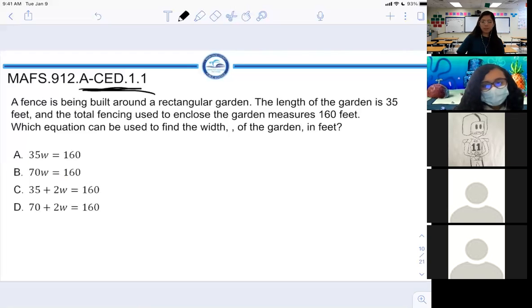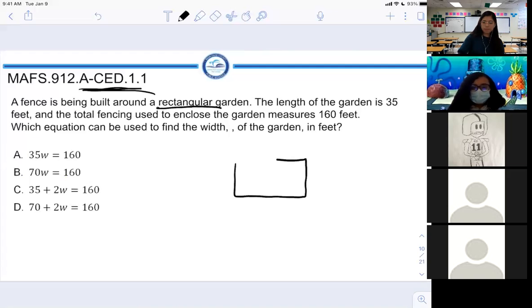Good, Tyrone. I'm going to draw a rectangle, because guess what, guys? The more you visualize it, the easier it's going to be. So I'm just going to make a little rectangle. Doesn't have to be perfect. But now let's fill in what we know. We know that the length is 35.